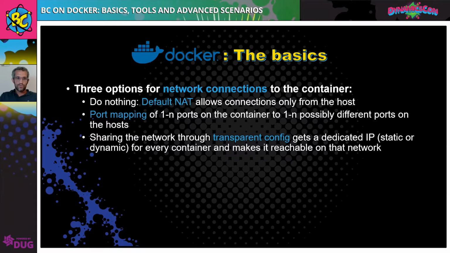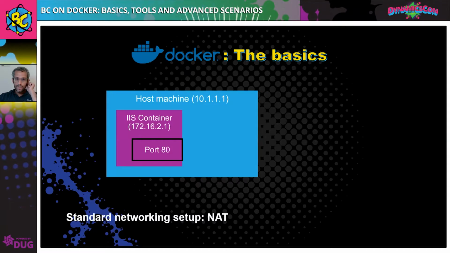You have basically two options there as well. You can do a port mapping. That means that you have a port in your container and you map that to a port on the host machine, and then you have a connection through those. The other option is to set up a transparent configuration, and that means that the container gets its own IP address and you can make it directly reachable on the network. Again, let's take a closer look at how that works.